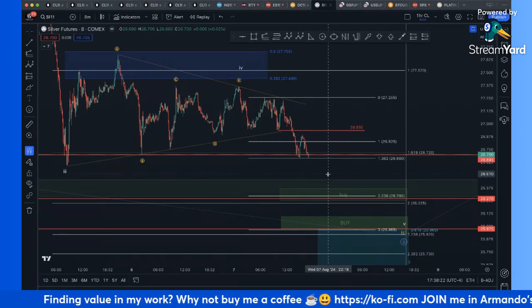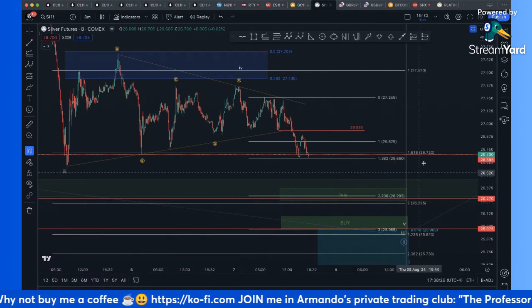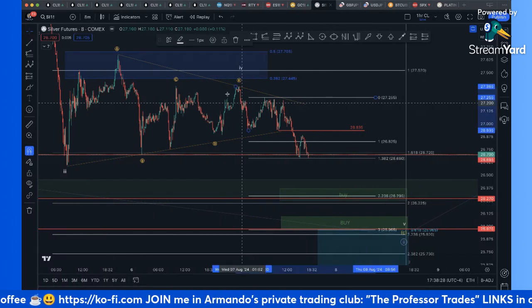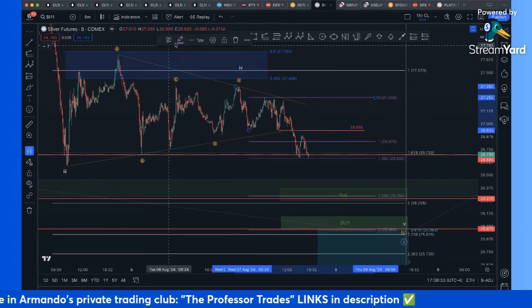It is more beneficial to just keep your eye on these larger white fibs. In fact, let me make these nano fibs purple, just so I don't even confuse myself.